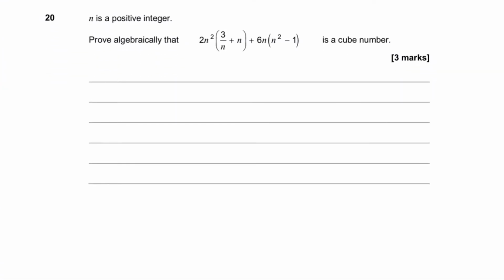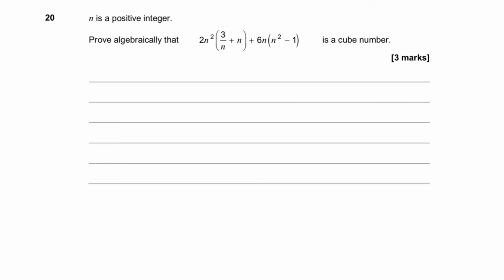So our first question says, n is a positive integer. Prove algebraically that 2n squared times 3 divided by n plus 6n in brackets n squared minus 1 is a cubed number. So to start with, I'm going to multiply out the brackets.